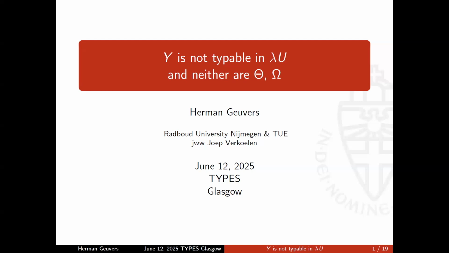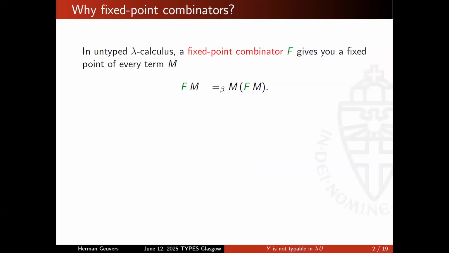So let me just see whether the next slide is coming up. Yeah, so fixed point combinator. Why is a fixed point combinator useful? So why actually do we want a fixed point combinator? The fixed point combinator gives you a fixed point. So if you need a fixed point of M and you have a fixed point combinator F, then you just apply F to M, you have a fixed point. That's everything you can say about a fixed point combinator.